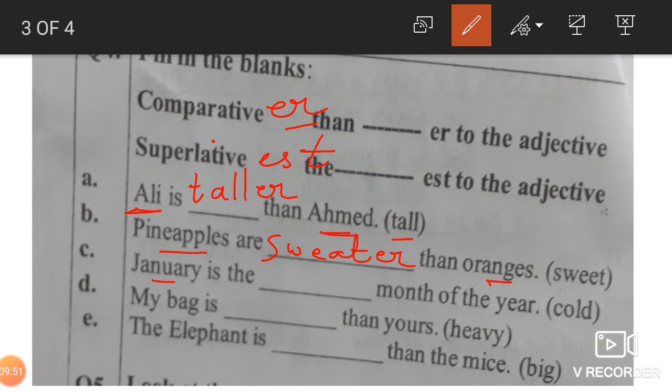January is the dash month of the year. Now here January is one, but पूरा year से comparison हो रहा है between all the months, so many months. So we will write coldest, est लग जाएगा. Okay, my bag is dash than yours, so one my bag and yours only, so heavier. Remember ending with y, so ier. The elephant is dash than the mice. Here comparison between only elephant and mice, so big will become bigger. Okay.